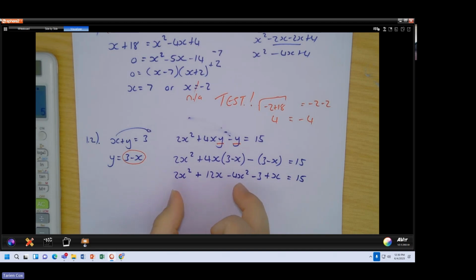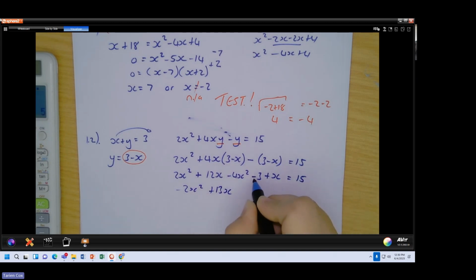I'm also going to put my similar values together. My like terms, that's the word I was looking for, my apologies. 2x squared minus 4x squared gives me negative 2x squared. 12x plus x gives me 13x. And then I have minus 3 plus I also need to carry this one over. It's minus 15, which means it's negative 18 is equal to 0.